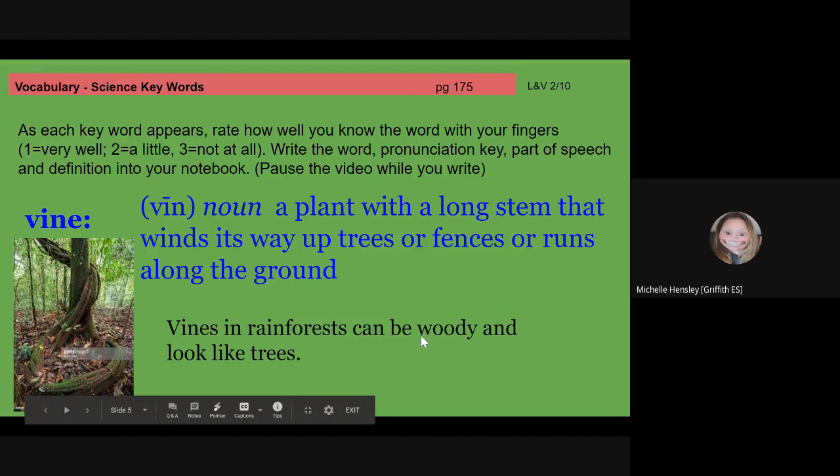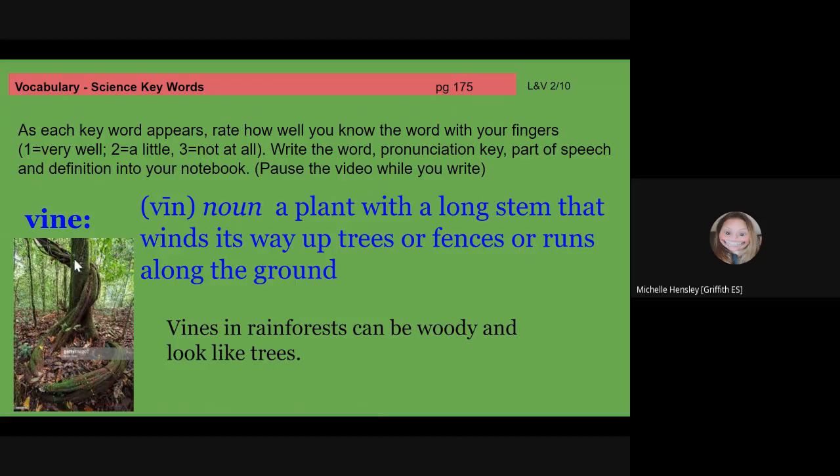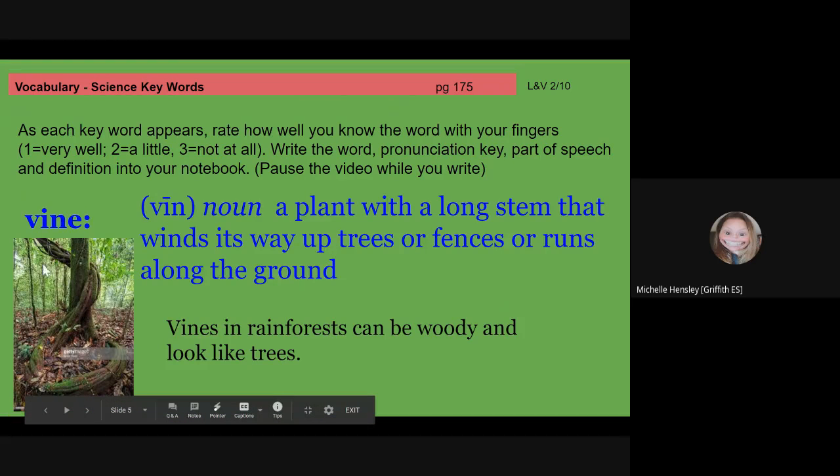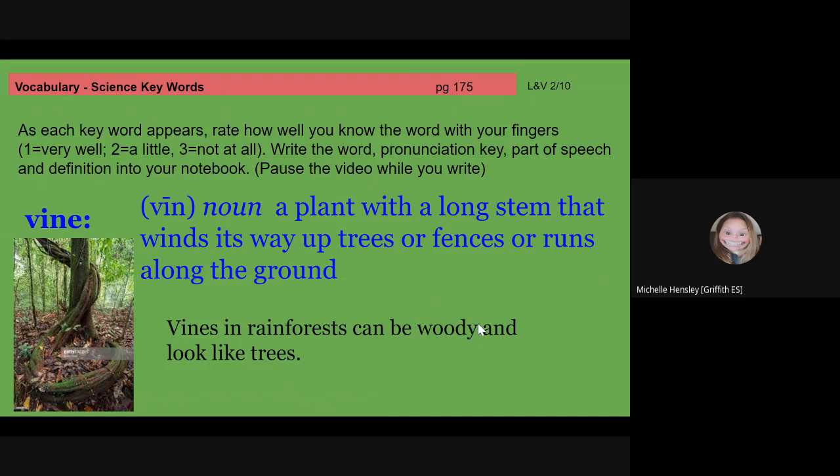Vines in rainforests can be woody and look like trees. So if you see in this picture, there's a tree in the middle here. It's the part that's standing straight up and down. But this thing that's wrapped around it that almost looks like a snake, that's a vine. It actually looks like several vines twisted together or maybe that have grown together. Vines can also be very windy. Poison ivy is a vine, right? Some roses grow on vines. Some wonderful, yummy things like grapes grow on vines. Vine. If you need more time for vine, go ahead and pause your video right here. We're going to move on.